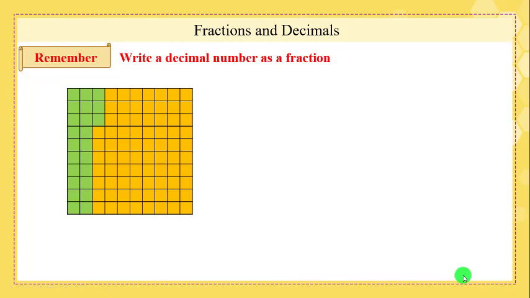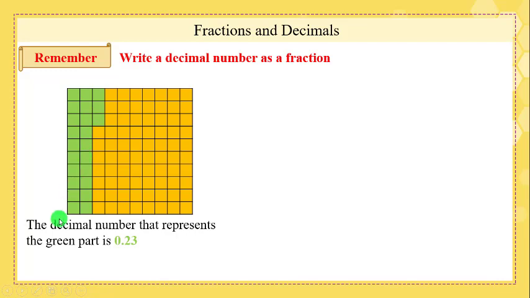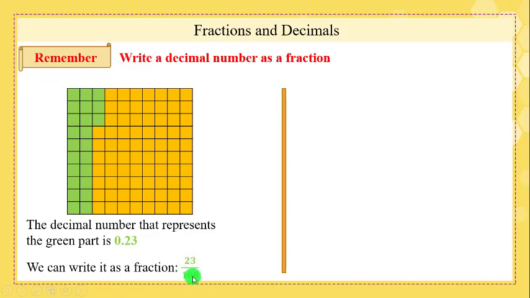Now, let us remember how to write a decimal number as a fraction. Let's take the pattern of hundredths. We have 23 hundredths colored by green. So, the decimal number that represents the green part is 0.23. We can write it as a fraction 23/100.